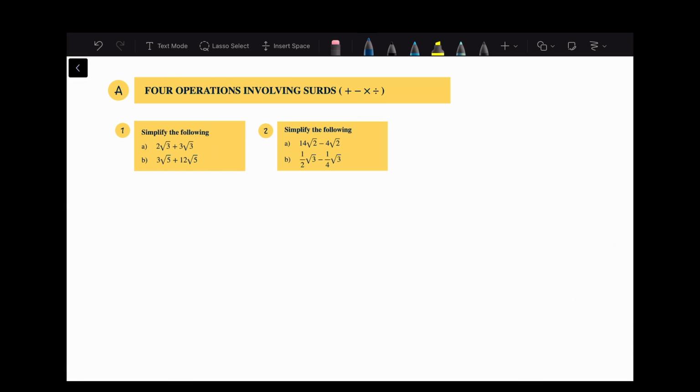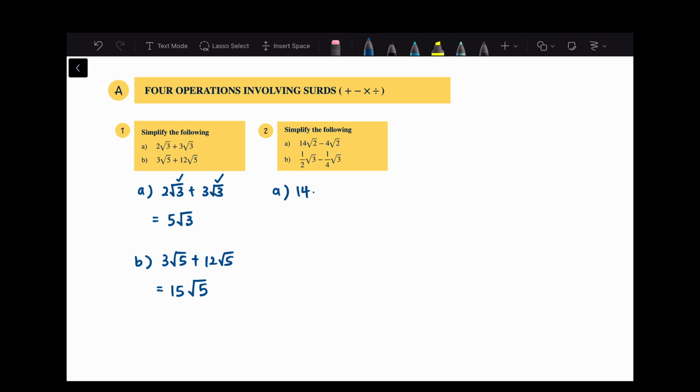The addition operation goes something like this. If you have 2 surds of the same kind, you can add the coefficients of them together. So for example, in part A, we have 2 root 3 plus 3 root 3, and this gives us 5 square root 3. Remember, birds of the same feather fly together. For part B, we have 3 root 5 plus 12 root 5, and that will give us 15 root 5.